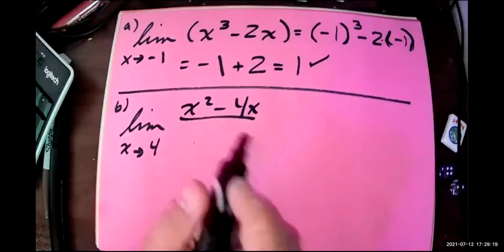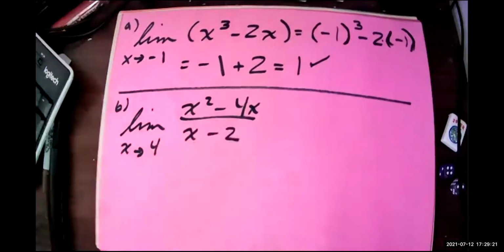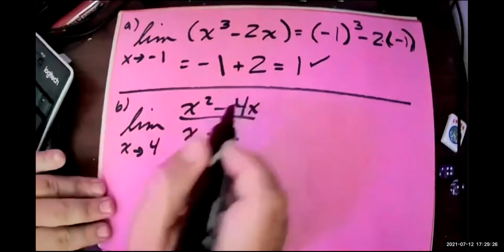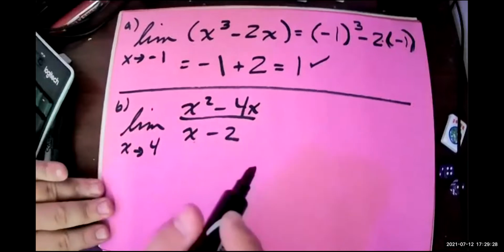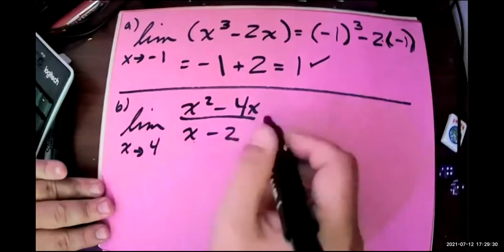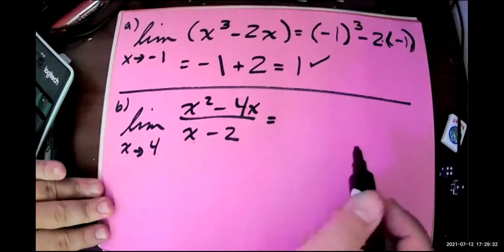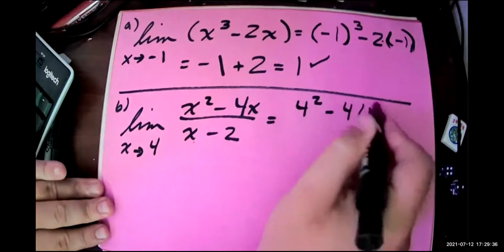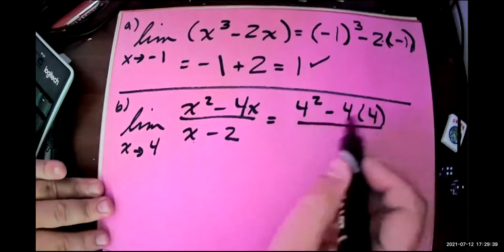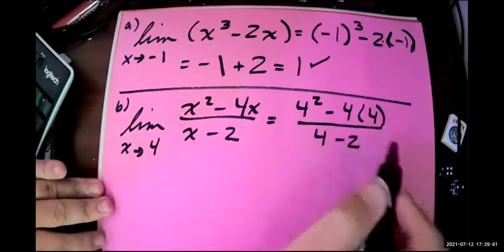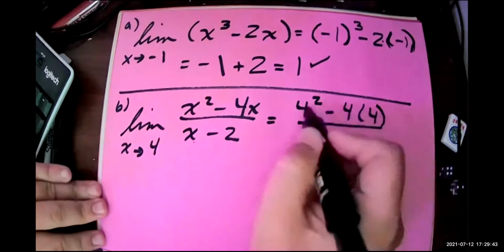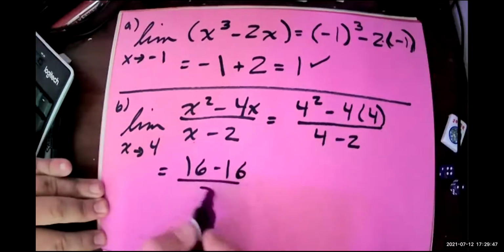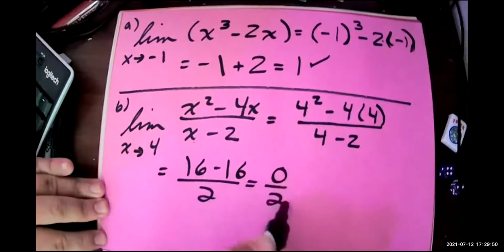And you'll notice this time it is a rational function. Wow. Well, we talked about rational functions. Before we start panicking, let's plug 4 in and see what we get. Do we get any problems? Let's see. Everywhere I see x, I'm going to put a 4. 4 squared minus 4 times 4 all over 4 minus 2. This is going to be 16 minus 16 all over 2, which is 0 over 2.